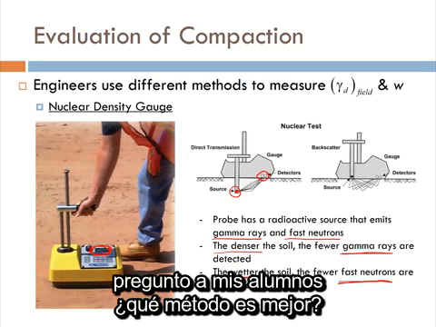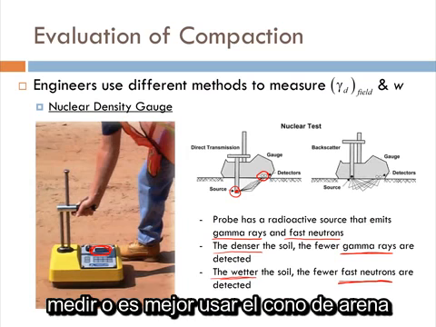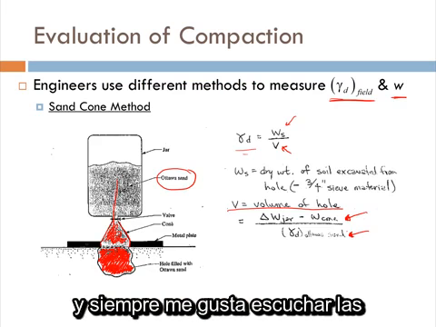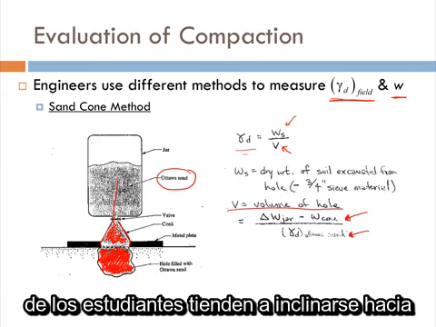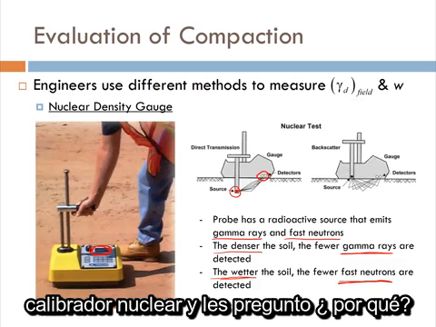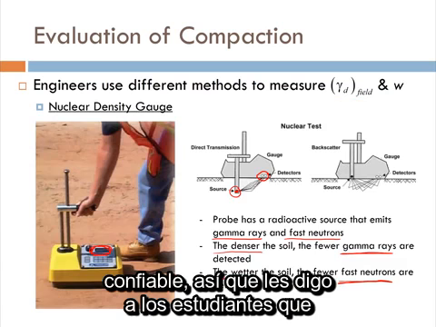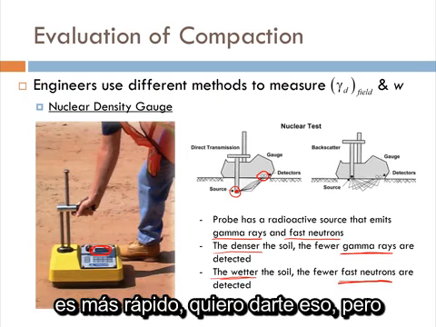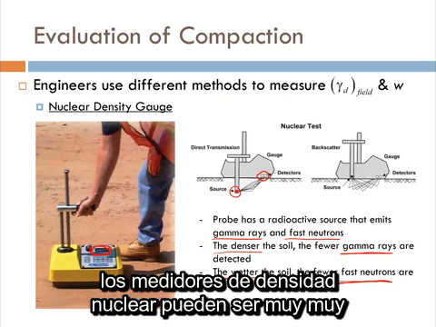I often ask my students, which method is better? Is it better to use the nuclear density gauge, or is it better to use the sand cone? I always like to hear the different responses I get. Most students tend to lean towards the nuclear density gauge. I ask why, and the students say, well, because it's faster and it's more reliable. So I tell the students, well, it is faster. I want to give you that. But it's not necessarily more reliable.